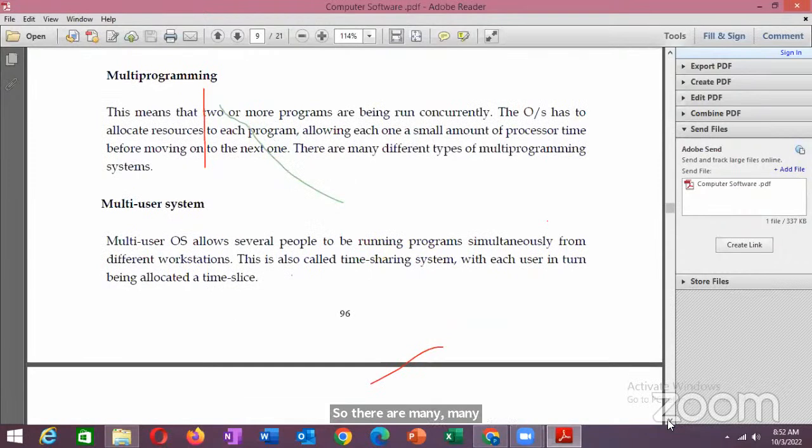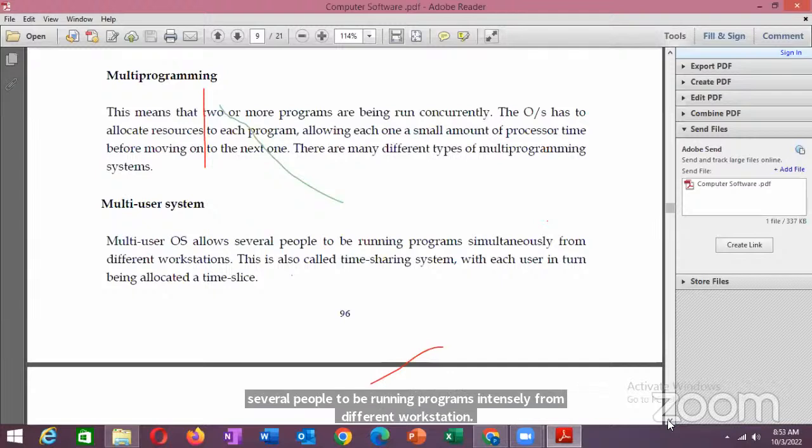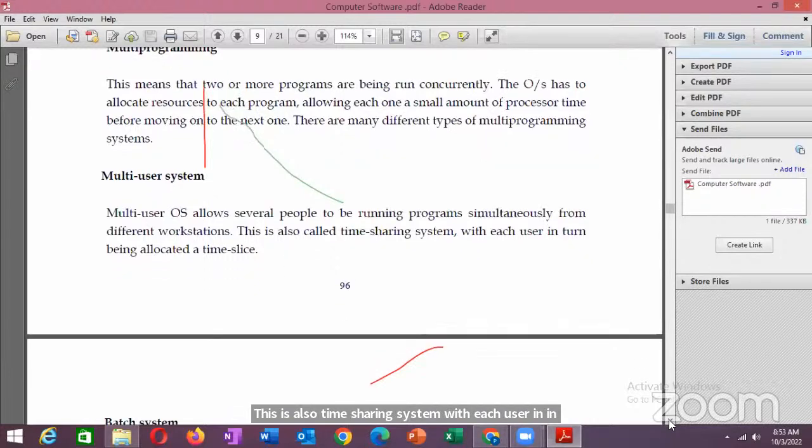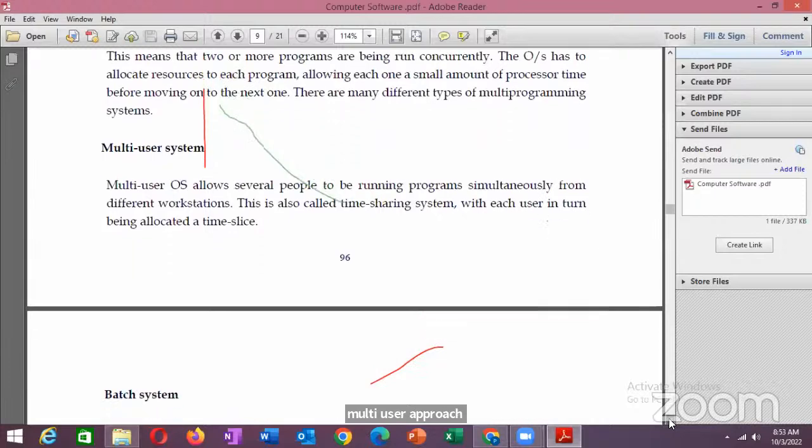Then we have the multi-user system. Multi-user operation allows several people to be running programs simultaneously from different workstations. This is also called a time sharing system, with each user being allocated a time slice. So that's what we call a multi-user operating system.